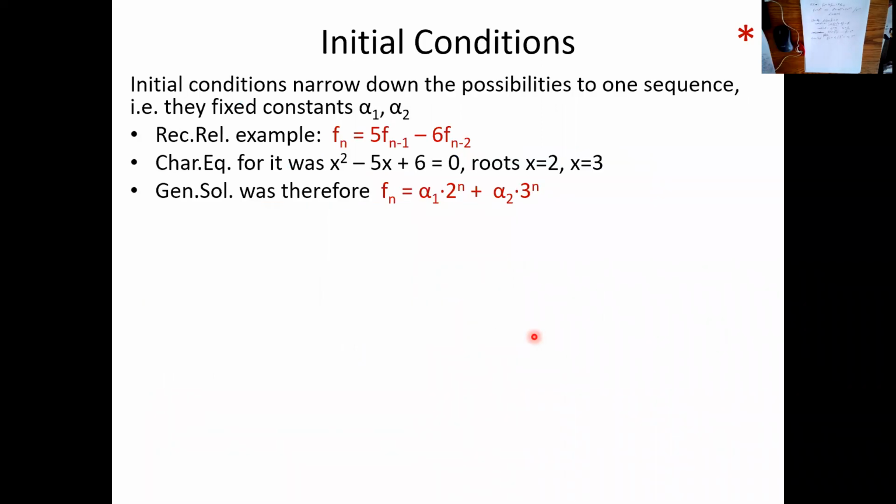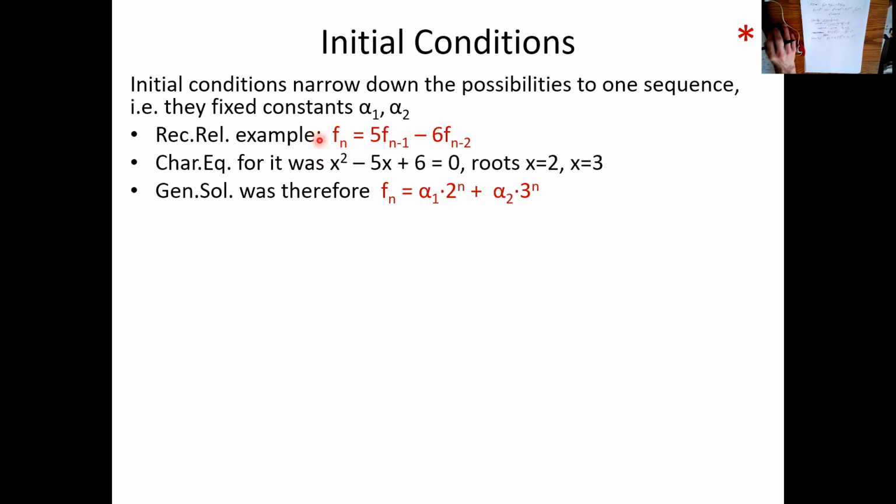Okay, so what about the initial conditions? The initial conditions narrow down the possibilities to just one fixed sequence, as it has to be, right? Because it cannot be that two vastly, completely different exponential equations are somehow correctly representing the running time of an algorithm, or values of some other recursively defined process.